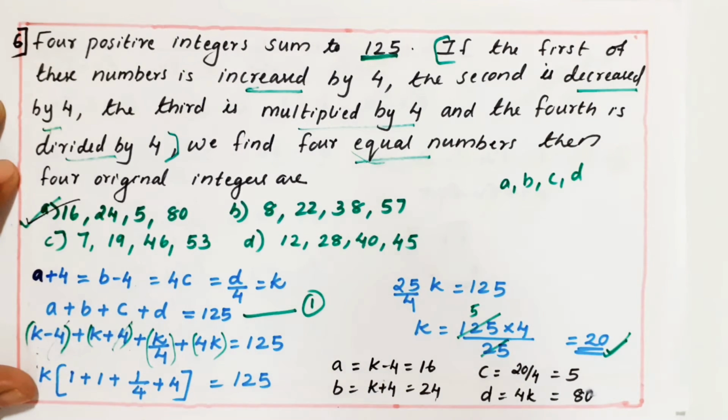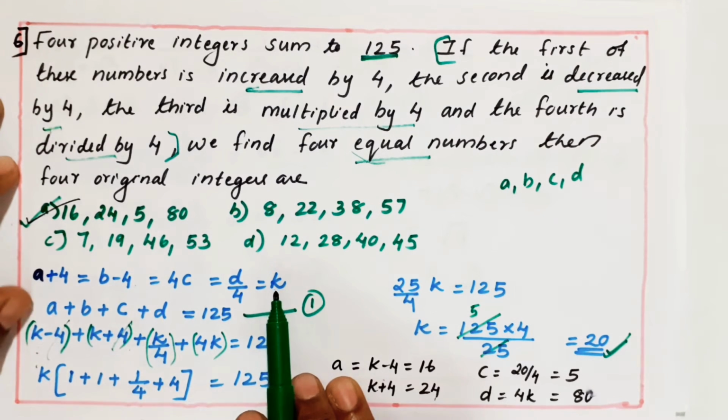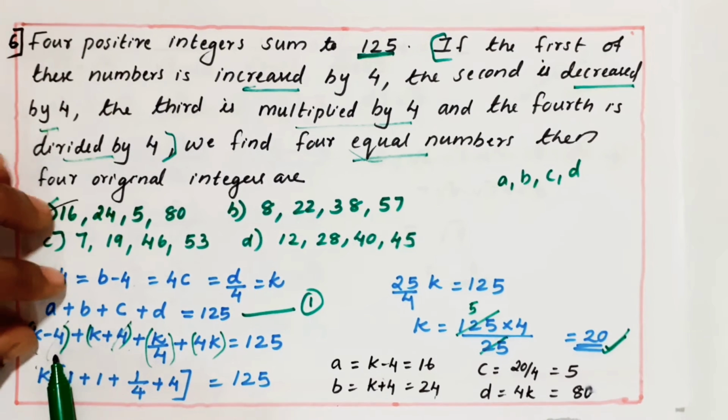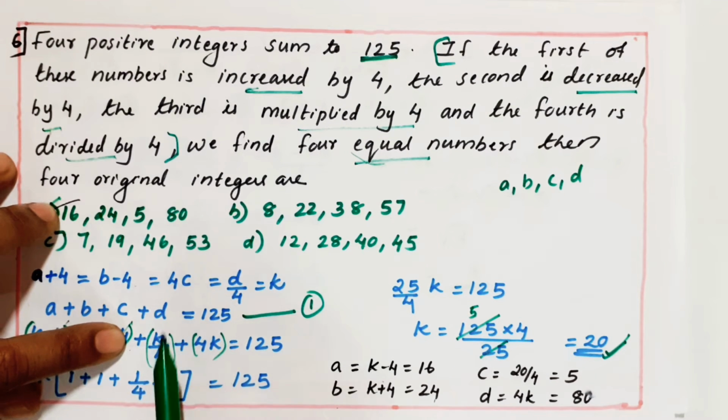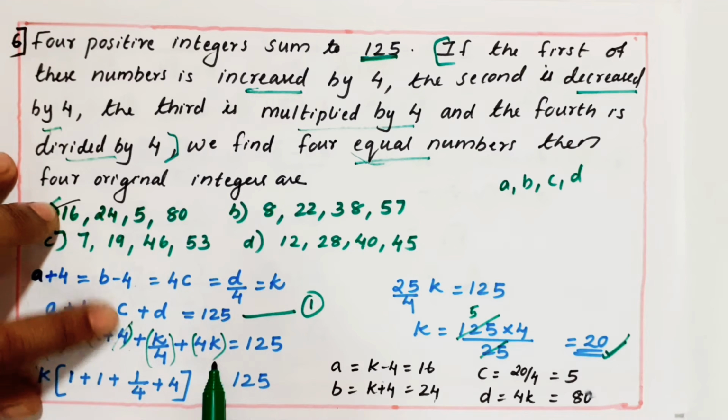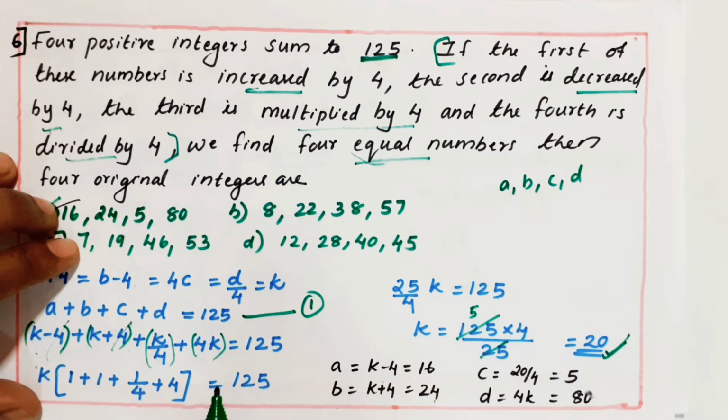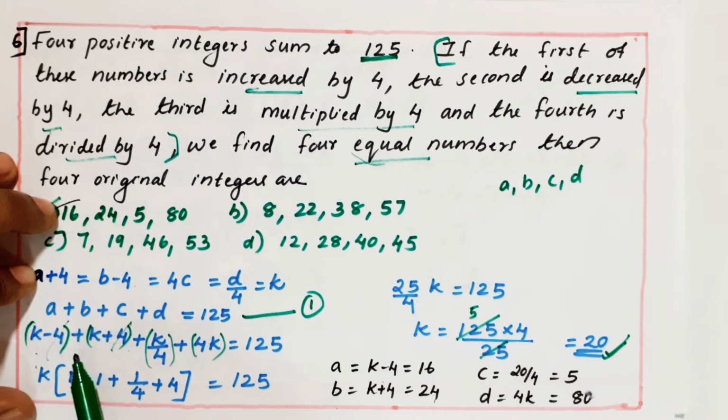Now what I am doing is writing A, B, C, D in terms of K. So first we can write A as K minus 4, B as K plus 4, C as K by 4, D as 4K. Substituting into the equation equal to 125: K minus 4 plus K plus 4 plus K by 4 plus 4K equals 125.